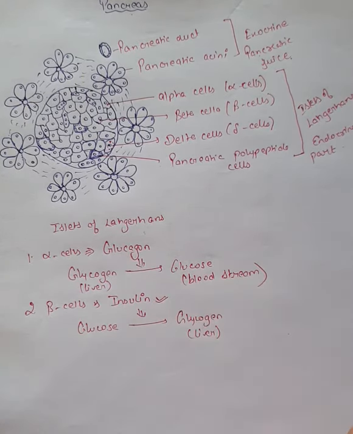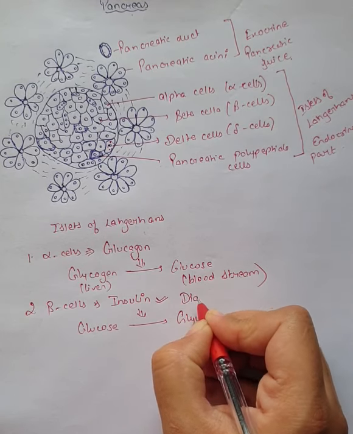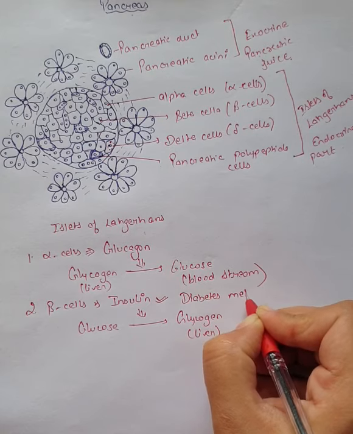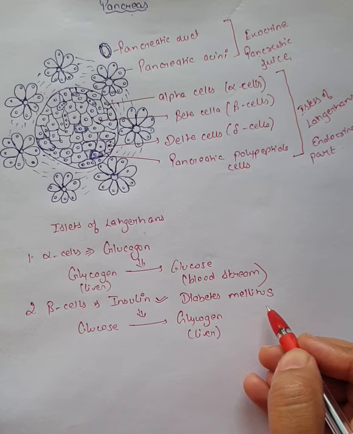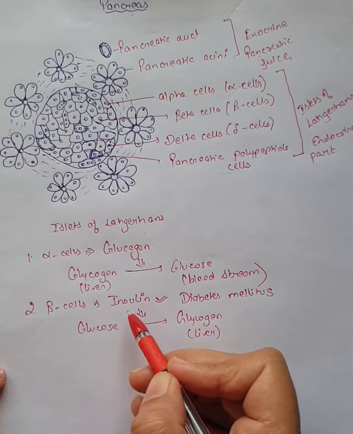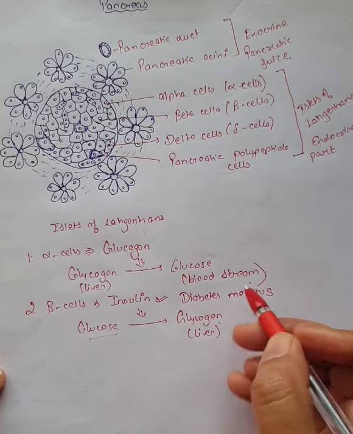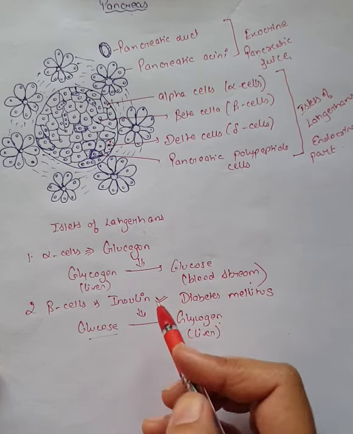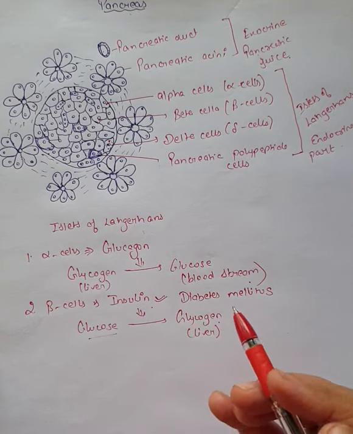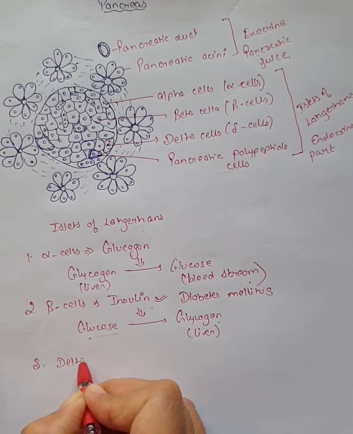Insulin is important because when there is a deficiency of insulin, or less secretion of insulin, it leads to a disease known as diabetes mellitus. What is happening in diabetes mellitus? It simply means insulin is not enough to convert glucose into glycogen, so the level of glucose in our bloodstream continuously increases. This condition is caused by the deficiency of insulin, and such patients are given injections of insulin. Third are the delta cells.